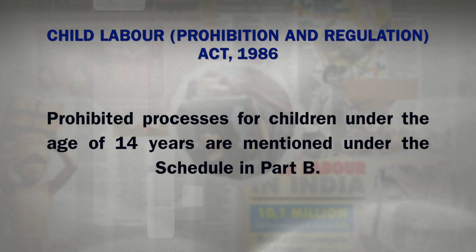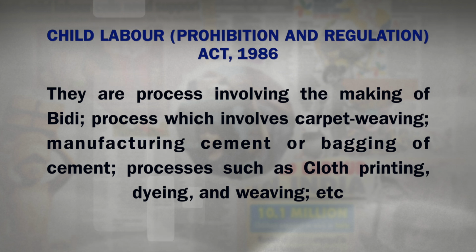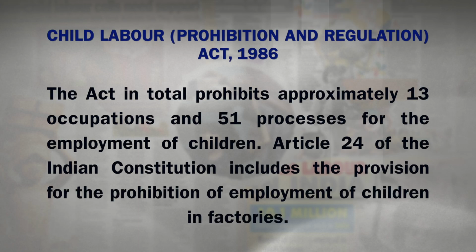Prohibited processes for children under the age of 14 years are mentioned under the schedule in Part B. They are processes involving the making of bidi, processes which involve carpet weaving, manufacturing cement or bagging of cement, processes such as cloth printing, dyeing and weaving, etc. The Act in total prohibits approximately 13 occupations and 51 processes for employment of children. Article 24 of the Indian Constitution includes the provision for the prohibition of employment of children in factories.